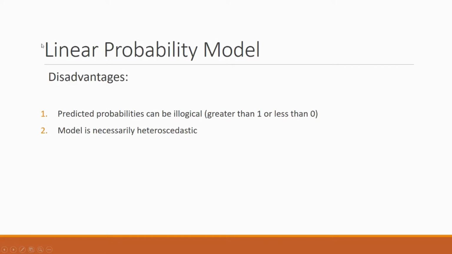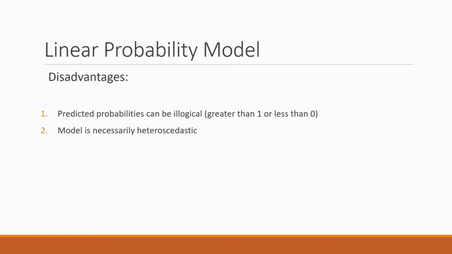Now, the linear probability model has some disadvantages. In a minute, I'm going to show you another approach to estimating a model that has a binary dependent variable. And then at the end of the lecture, I'm going to talk to you about how we know when to use one model versus the other. When should I use a linear probability model versus the model I'm about to show you?